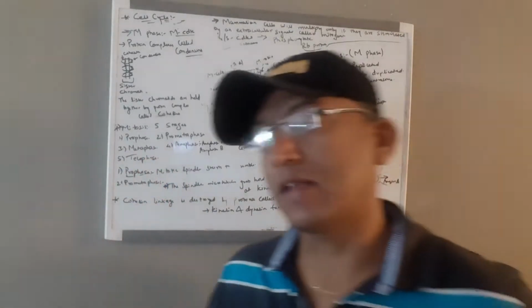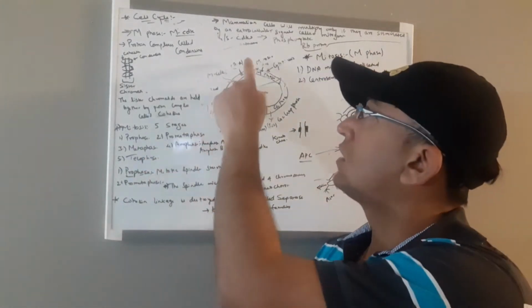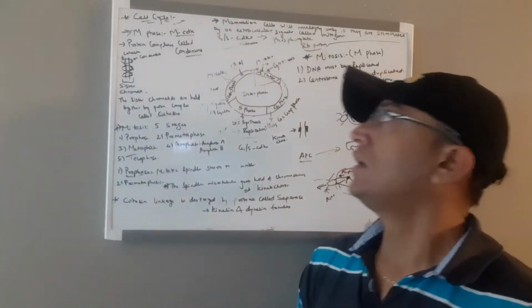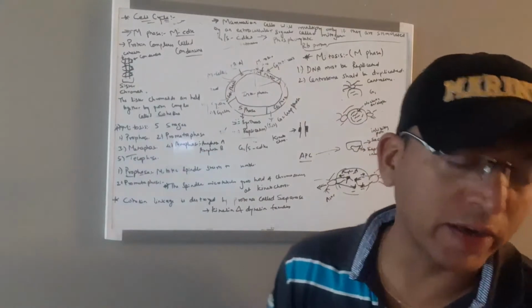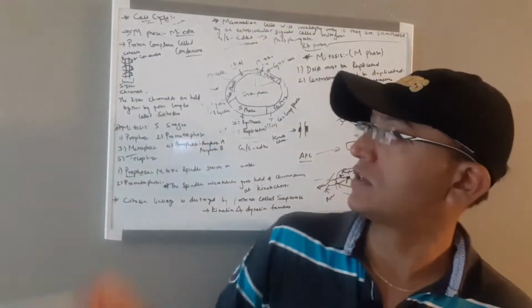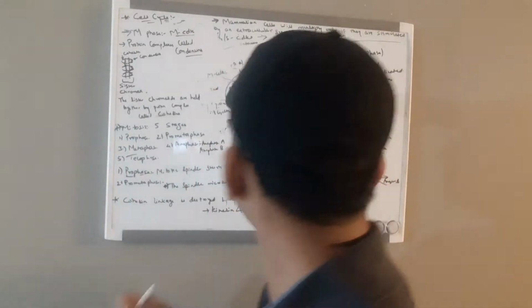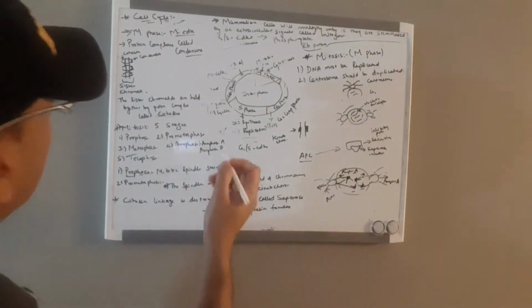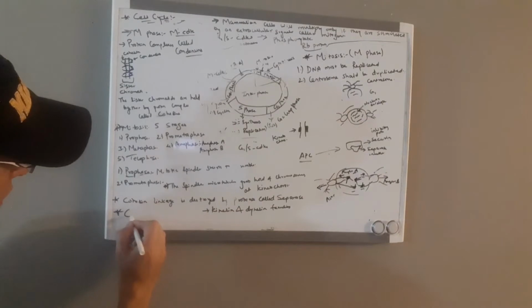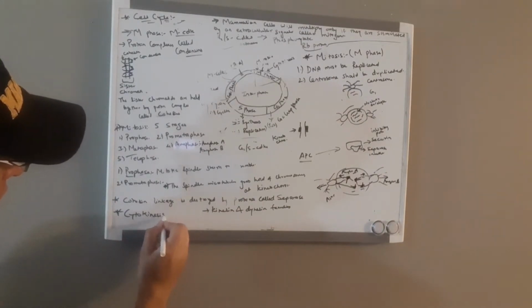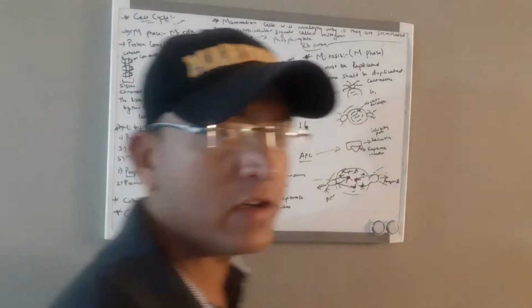Right? So the last phase of the cell cycle is M phase. It consists of mitosis and cytokinesis. Correct? So we studied mitosis. Now the last thing is cytokinesis. I will just write it down here: cytokinesis. It's fairly simple.